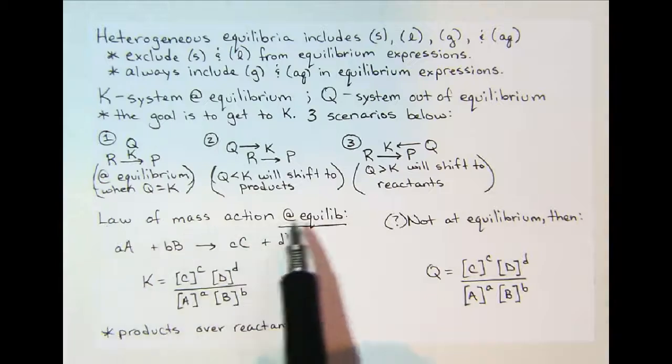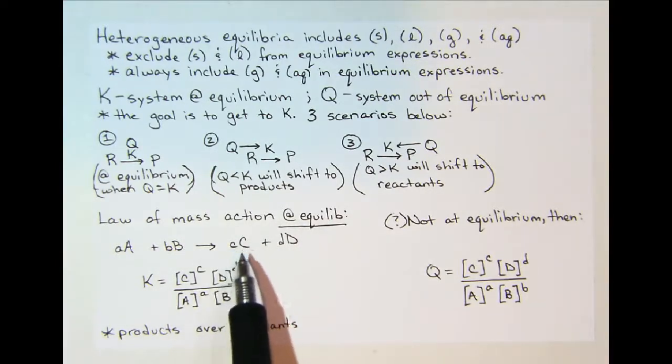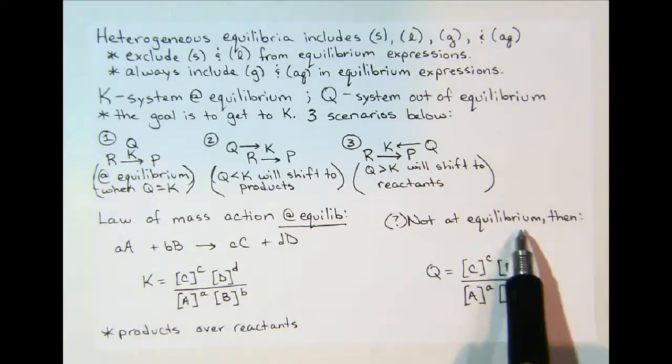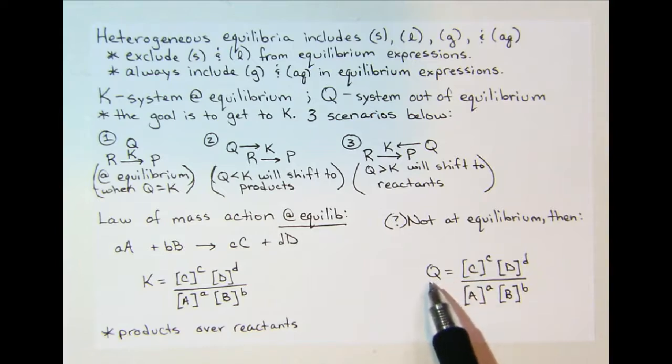The law of mass action at equilibrium is these raised to their stoichiometric coefficients, products over reactants always. If it's not at equilibrium, then it's the same law of mass action, but it's going to be equal to Q, meaning we're not sure if it's equal to K or not. We want to find out.